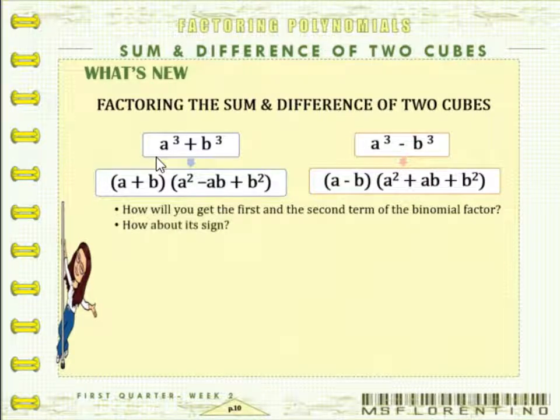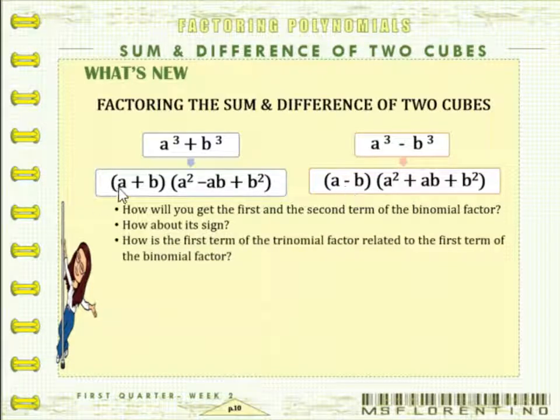Next, how about its sign? Whatever the sign of our product, that will also be the sign of our binomial factor. If we have the plus sign here, we also copy the plus sign in our binomial factor. The same thing, if we have a minus sign in your product, your binomial factor will also be a minus sign.